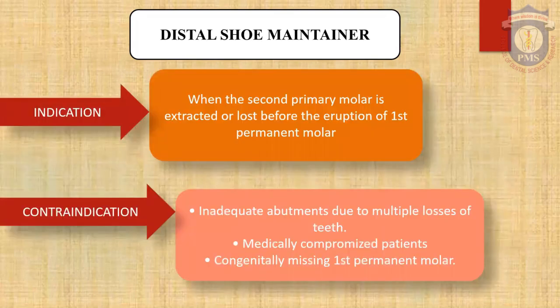Indication: when the second primary molar is extracted or lost before the eruption of the first permanent molar. Contraindication: inadequate abutment due to multiple loss of teeth. Medically compromised patients are also contraindicated, as well as congenitally missing first permanent molar.